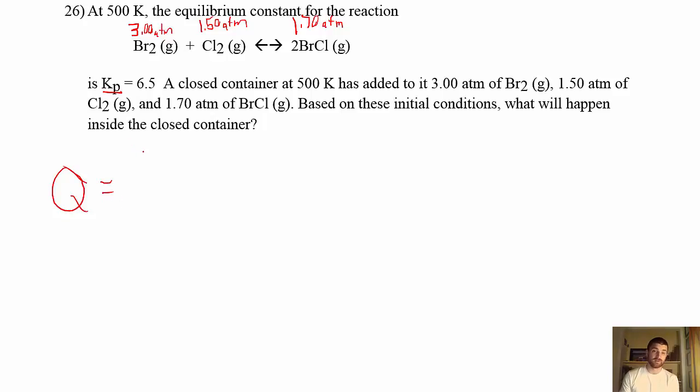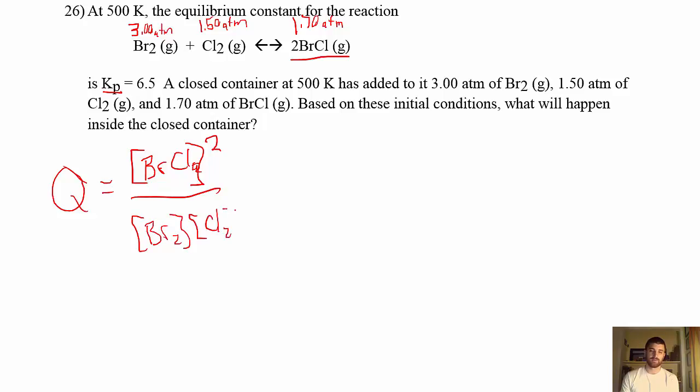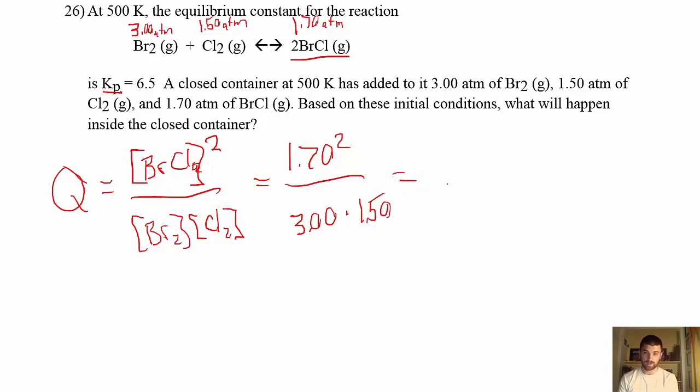What's our quotient if we were to look at these initial conditions? So it's going to be products, the BrCl squared over the Br2 times Cl2. So now it's just a plug and chug. All right, so we do 1.70 squared all over 3.0 times 1.50. And what do we get? 0.642.